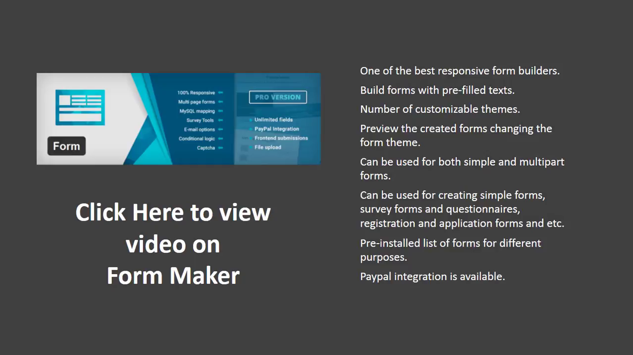There are a number of customizable themes available for the FormMaker plugin, which you can use to build your forms. You can preview the created forms by changing the form theme. That means you can change the theme, and at the same time there is a preview mode available using which you can see how the form looks. This plugin can be used for both simple and multi-part forms. This can be used for creating simple forms, survey forms and questionnaires, registration and application forms, etc. This plugin already comes with a pre-installed list of forms which you can directly use if those forms suit your needs. PayPal integration is also available, using which you can integrate PayPal and collect payments.